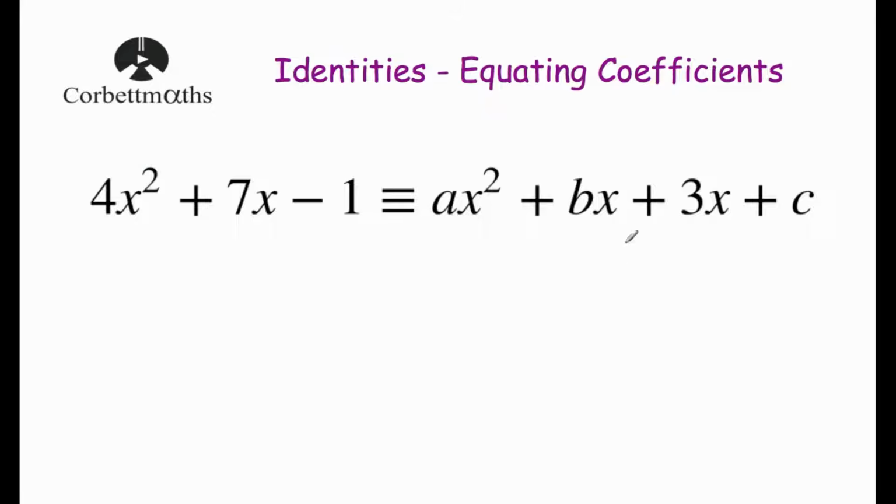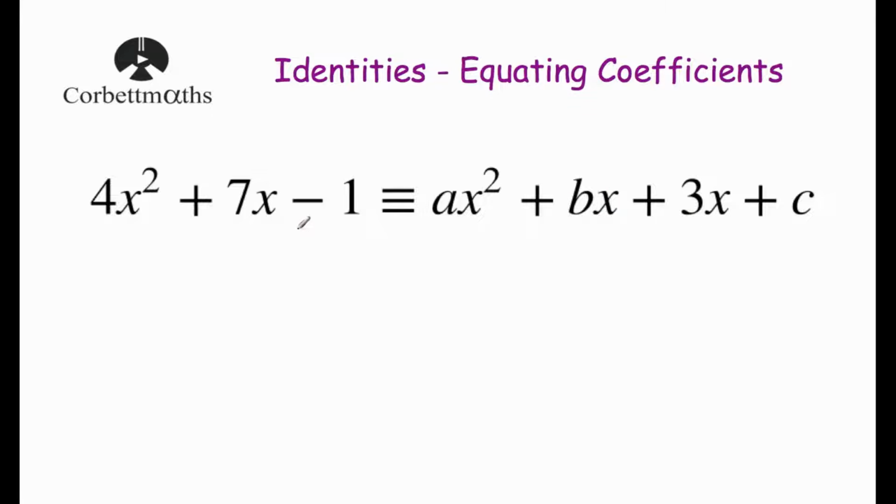So here we've got another identity, and our identity says 4x squared plus 7x minus 1 is equivalent to ax squared plus bx plus 3x plus c. Now what we're going to do is we're going to use this technique of equating coefficients, and let's think what this means. Equating means put equal to, and coefficients is a fancy word for just the number in front of something. So here the coefficient of this x squared is 4. The coefficient of this x is 7. This is just a constant on the end. Here you've got our ax squared, so the coefficient would be a, bx, the coefficient would be b, 3x, the coefficient is 3, and so on.